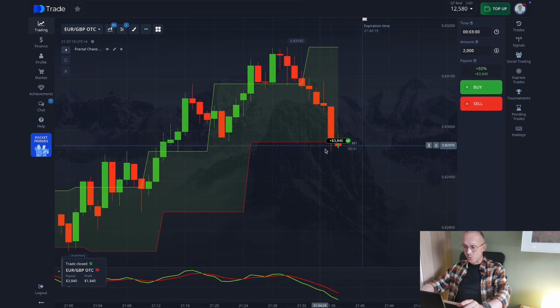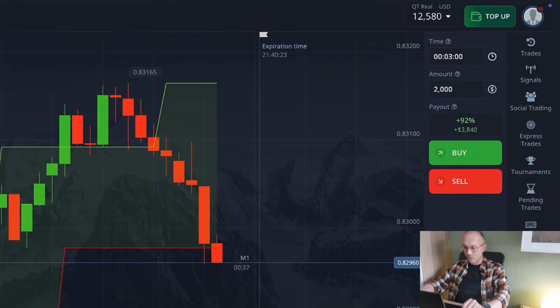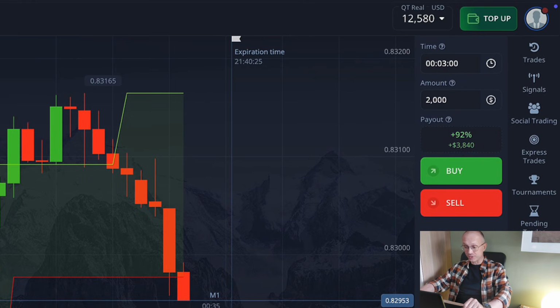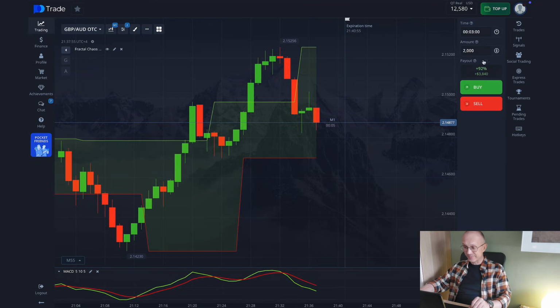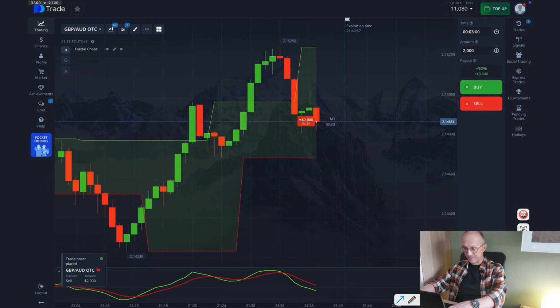Excellent! Everything worked out exactly as planned, resulting in a profit of $1,840. So I'll continue. I see a good opportunity. The expiration time is 3 minutes, and I'm opening a short trade for $2,000. All conditions are met, the chart is behaving predictably and fully complies with the strategy parameters.